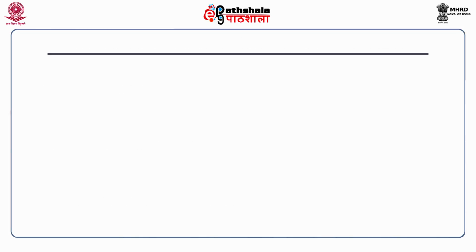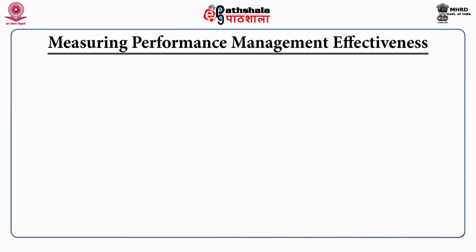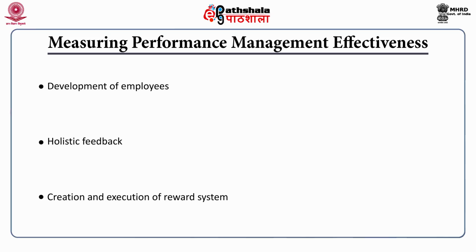The last phase is measuring performance management effectiveness. Major concerns related to measurement of performance management effectiveness underline that employees of the organization must be developed in order to improve on the areas of underperformance. A holistic feedback by the manager also pinpoints the major areas of low performance on which counseling could be provided. Another issue worth mentioning under this heading is creation and proper execution of reward management system.